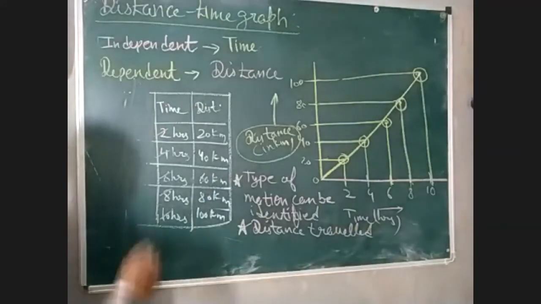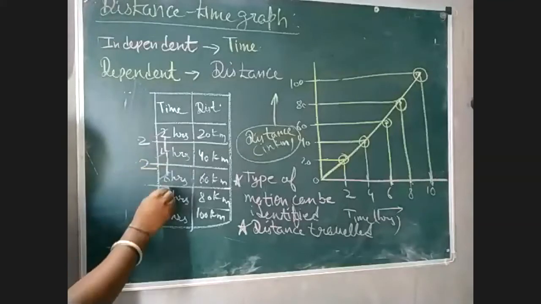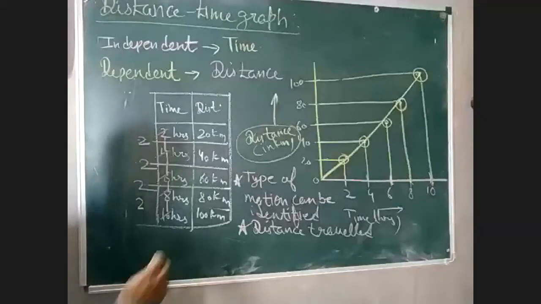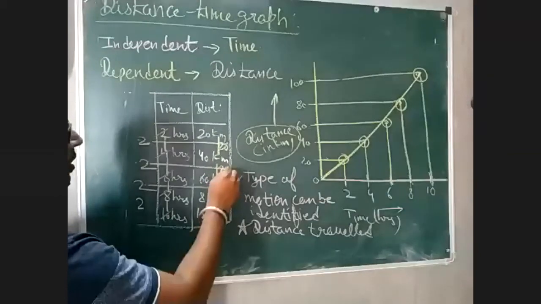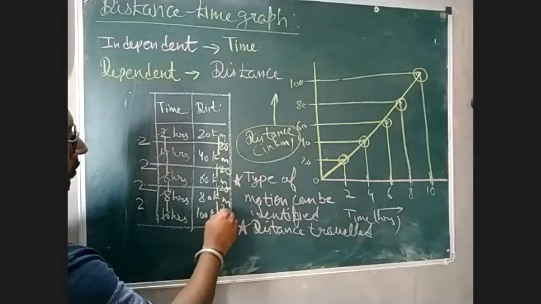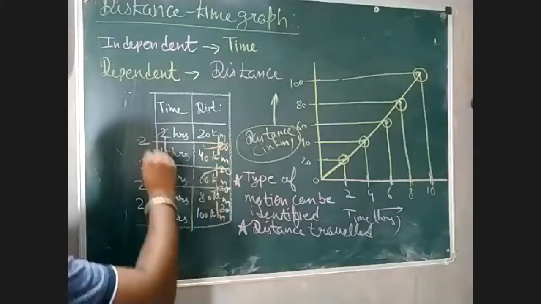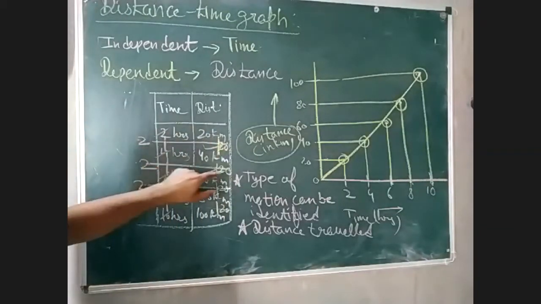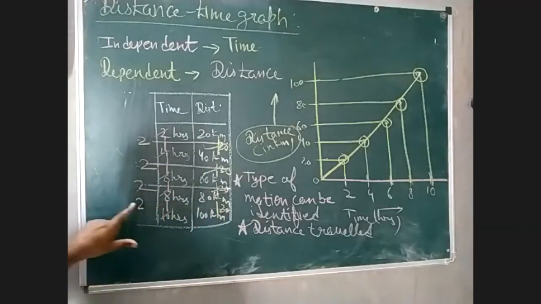Now look here. 2 and 4, difference is 2. 4 and 6, difference is 2. 6 and 8, difference is 2. 8 and 10, difference is 2. On the other side, 20 and 40, difference is 20 kilometers. 40 and 60, difference is 20 kilometers. 60 and 80, 20 kilometers. So equal distances in equal intervals of time. Here the body is covering 20 kilometers in 2 hours. Here also 20 kilometers in 2 hours, every time.